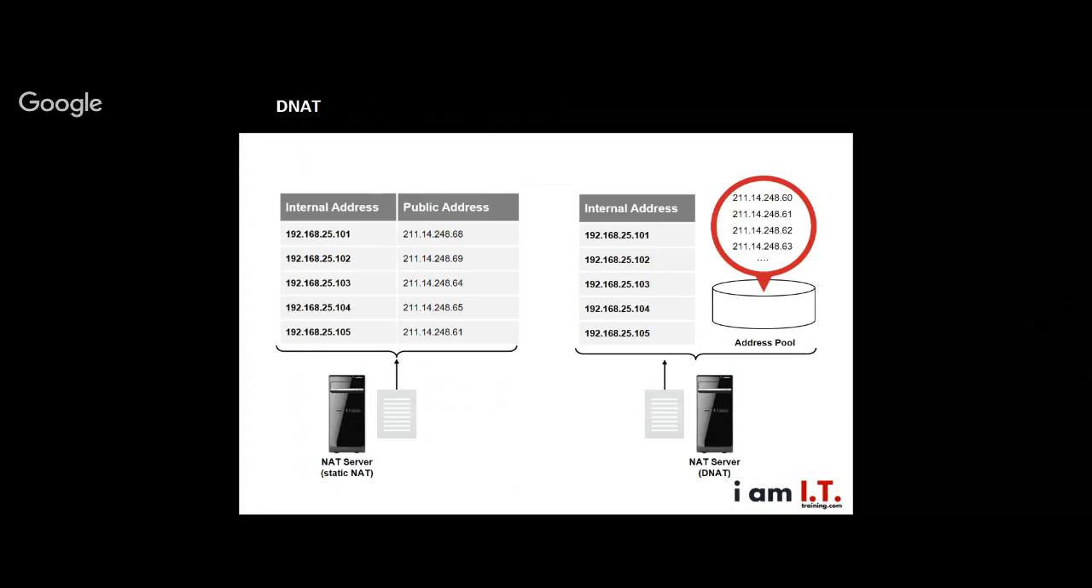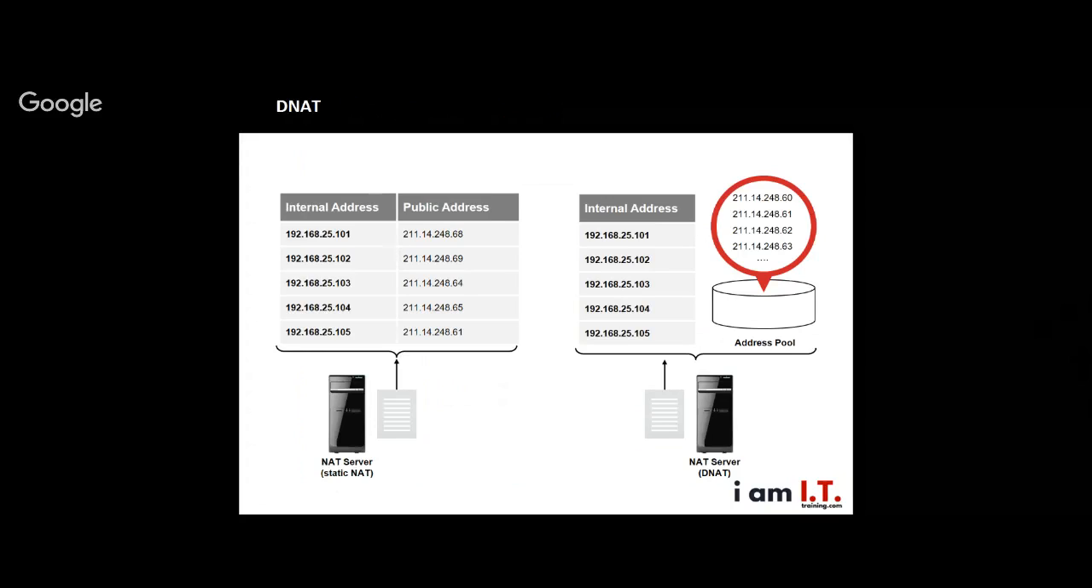Now, on the static side, every internal address is manually assigned, statically, remember, manual and static are the same, manually assigned to one public address, which means in this example, your 192.168.25.101 will equal 211.14.248.68. Always, they're statically assigned. They're kind of semi-permanently married together. So I will always have a public-facing address, and it's not going to change.